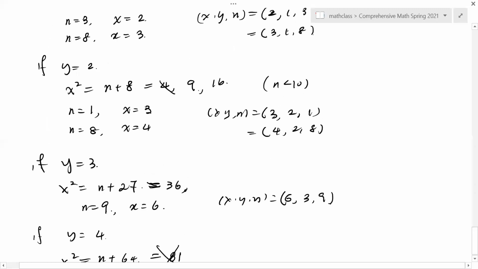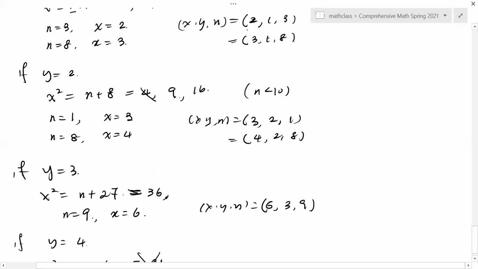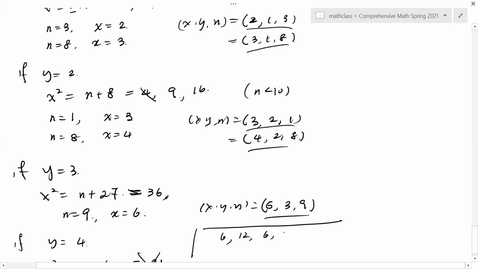So basically, how many solutions can you get? 1, 2, 3, 4, 5. And you can get all the sums, right? The first number is going to be 6. The second number is 12, right? The third number is 6. This is going to be 14. And then you have 18, right?